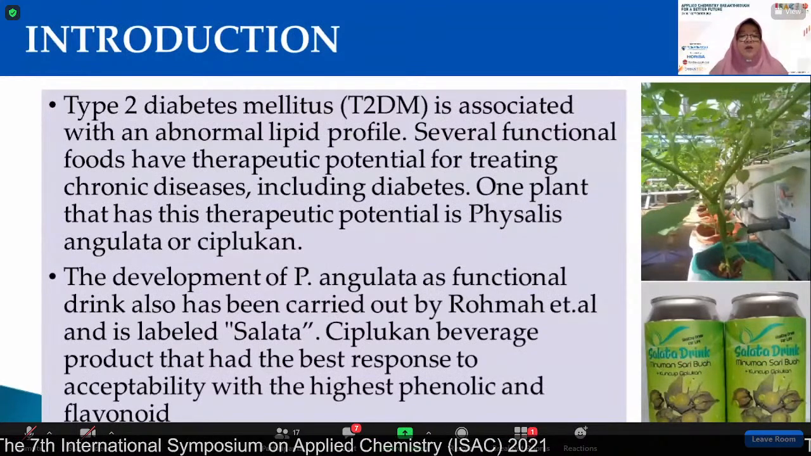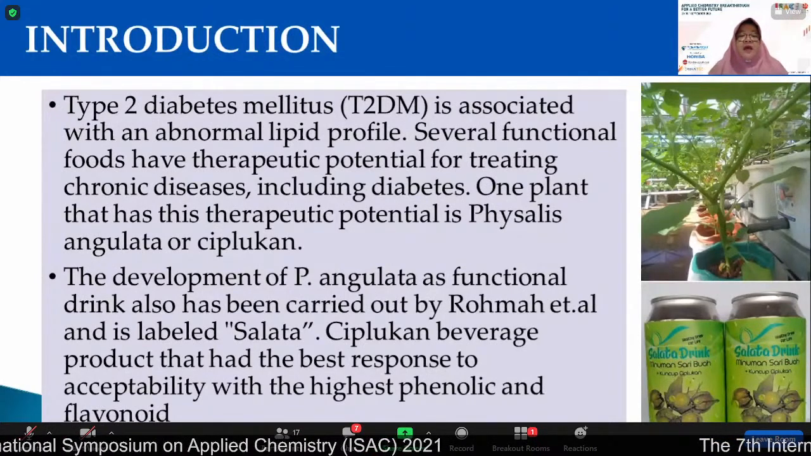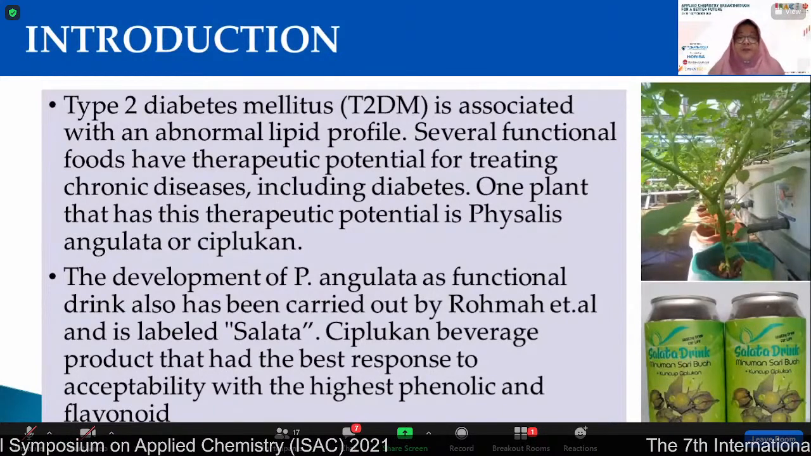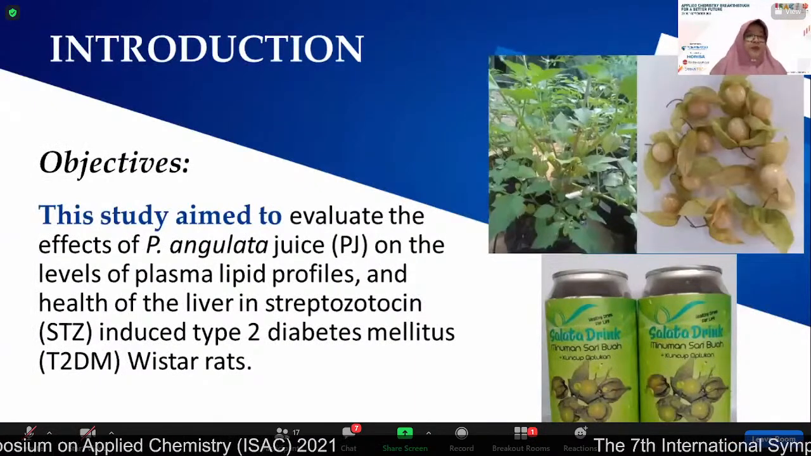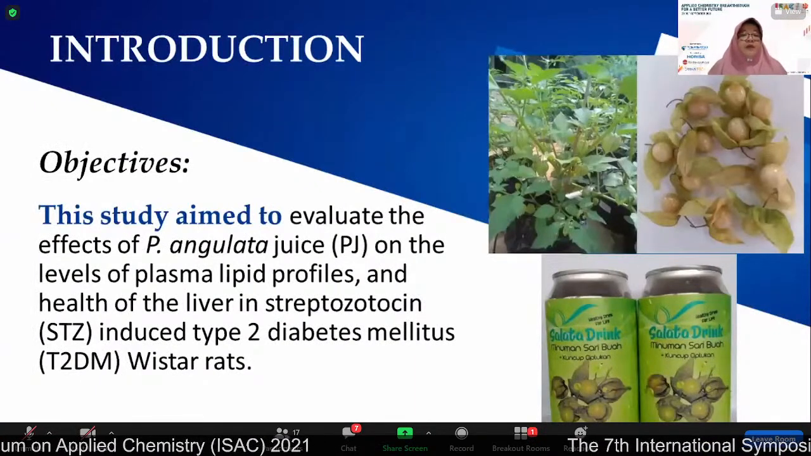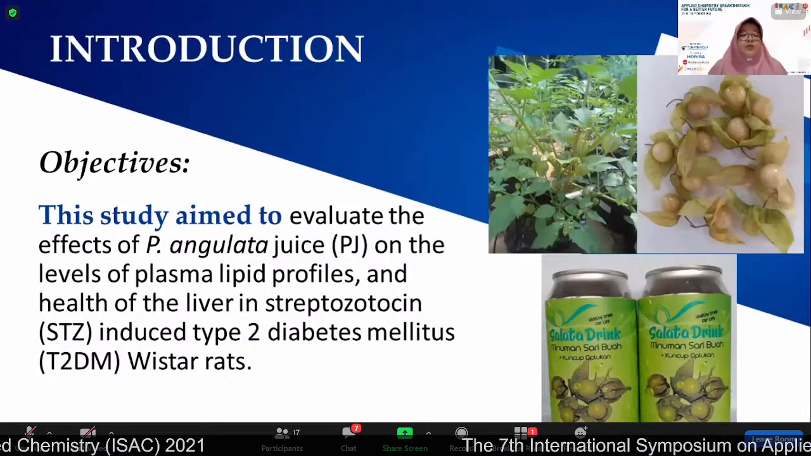The development of Physalis angulata as a functional drink has also been carried out by Rohmah et al. and Isabella et al. The Ciplukan beverage product had the best acceptability response with the highest phenolic and flavonoid content. Ladies and gentlemen, in this study I aim to evaluate the effect of Physalis angulata juice on the level of plasma lipid profiles and health of the liver in streptozotocin-induced type 2 diabetes mellitus rats.